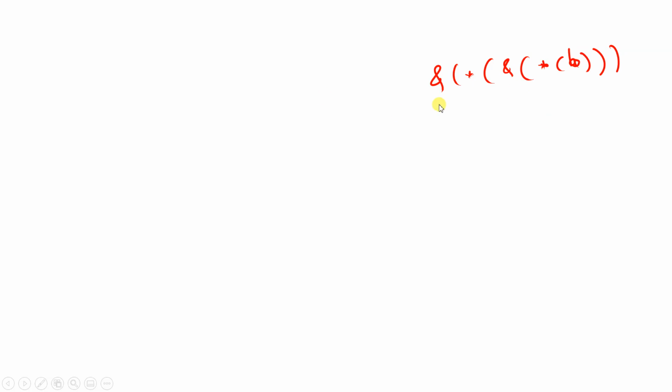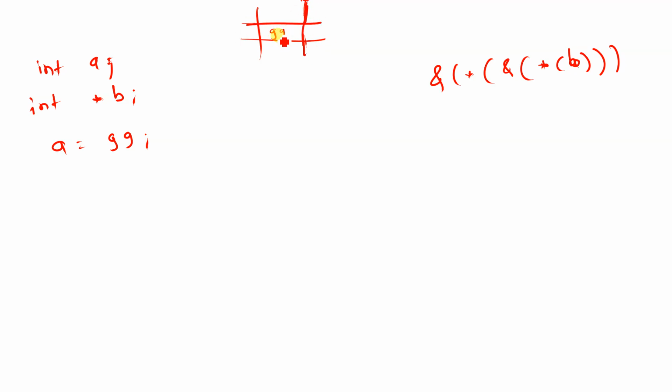There is nothing complicated when you see something like ampersand of star of B, for example. Why is there nothing confusing or nothing to be worried about? Look at it here. Let's take int A, then int star B. Let's say A is equal to 99. This is the memory location, for example, where the 99 is stored. Let's consider that the address is 1001. And B is equal to ampersand of A.